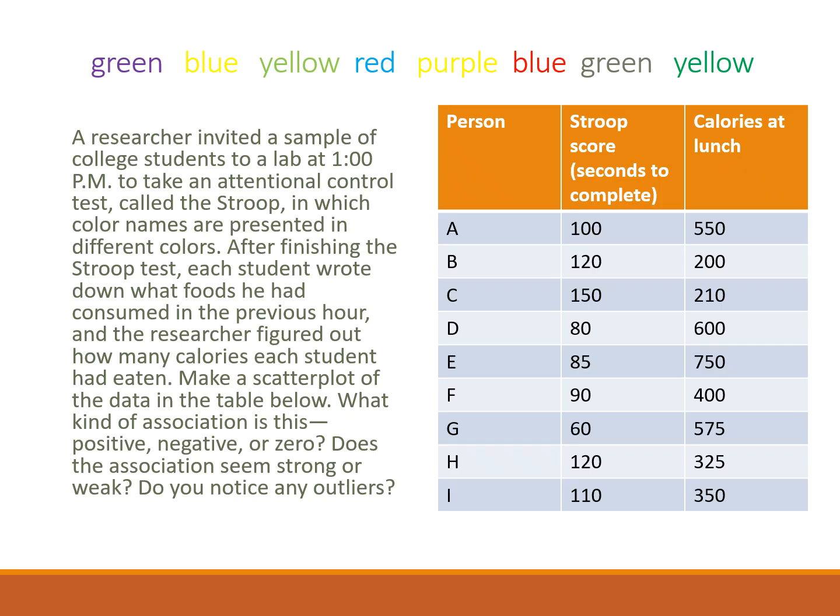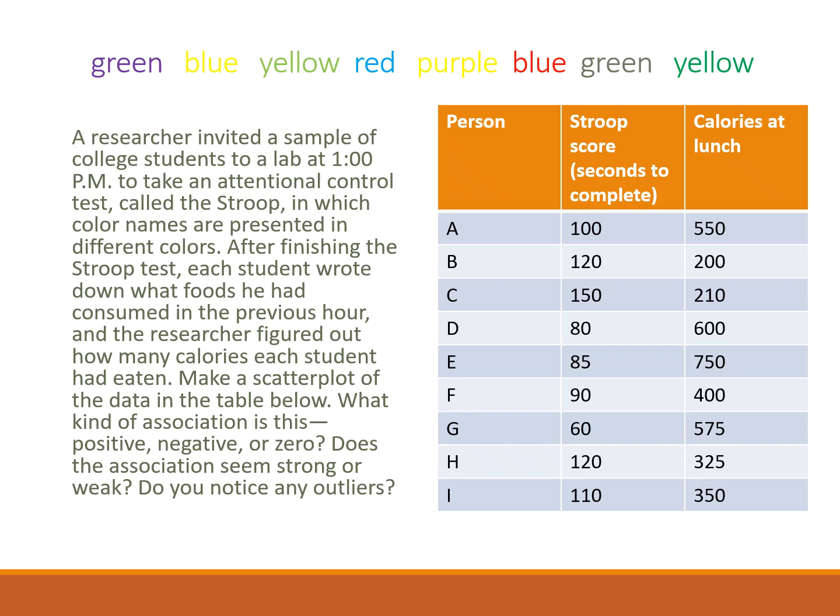So a researcher invited a sample of college students to a lab at 1 p.m. to take an additional control test called the Stroop, in which color names are presented in different colors. After finishing the Stroop test, each student wrote down what foods he had consumed in the previous hour. And the researchers found out how many calories each student had eaten based on this information.